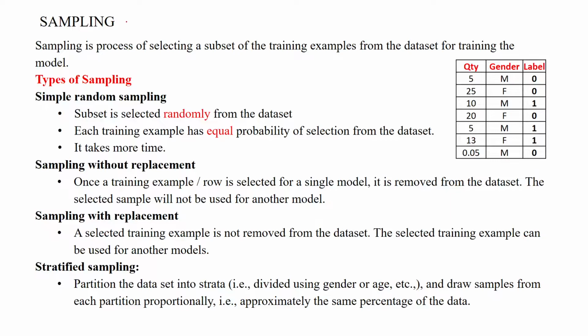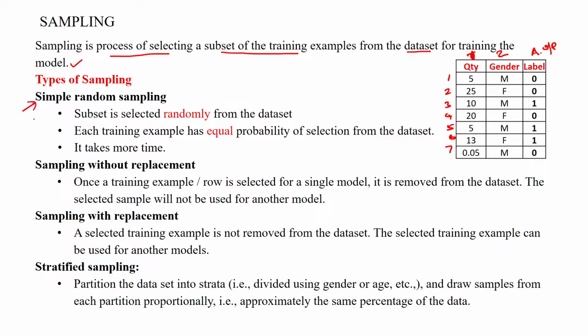Sampling is the process of selecting a subset of training samples from a given data set for the training phase of the model. So here we have a given data set with seven samples: 1, 2, 3, 4, 5, 6, 7. There are two features, feature 1 quantity and feature 2 gender, and this is the actual output target label. Here we have different types of sampling.